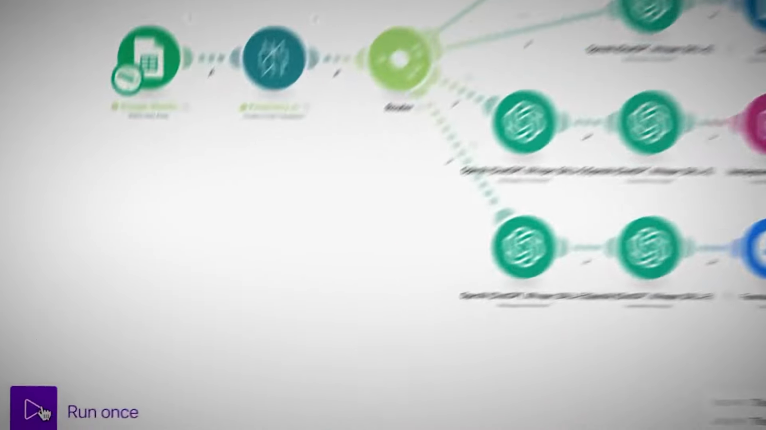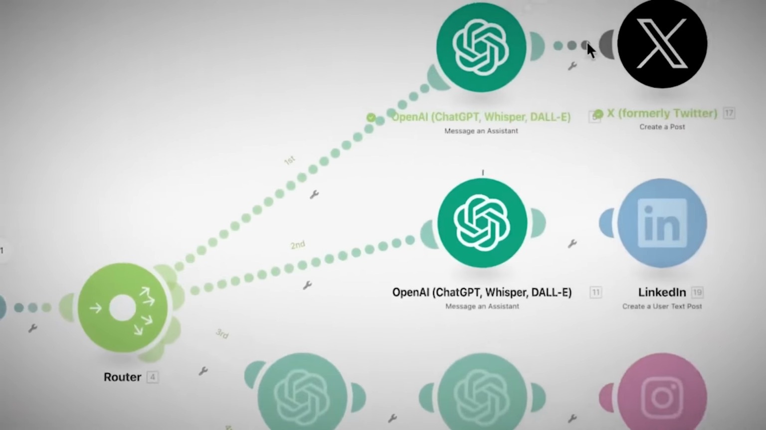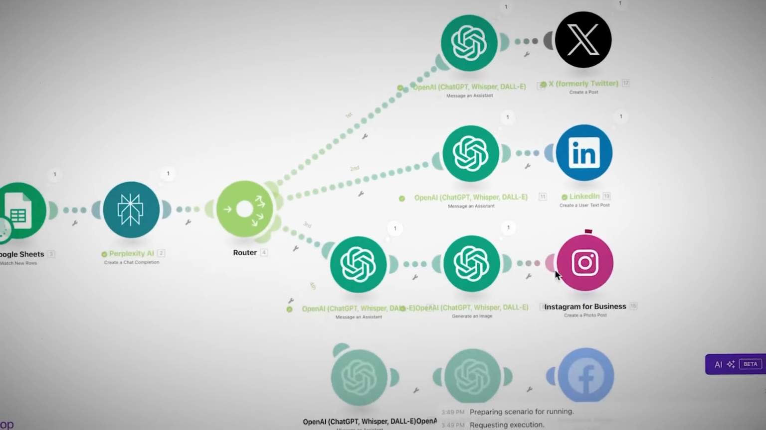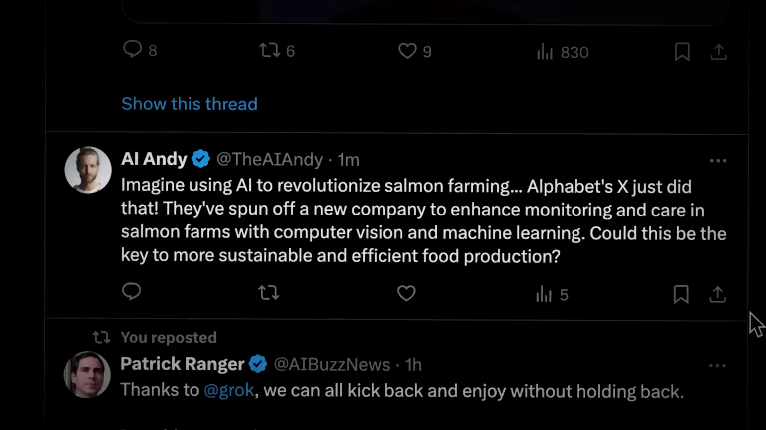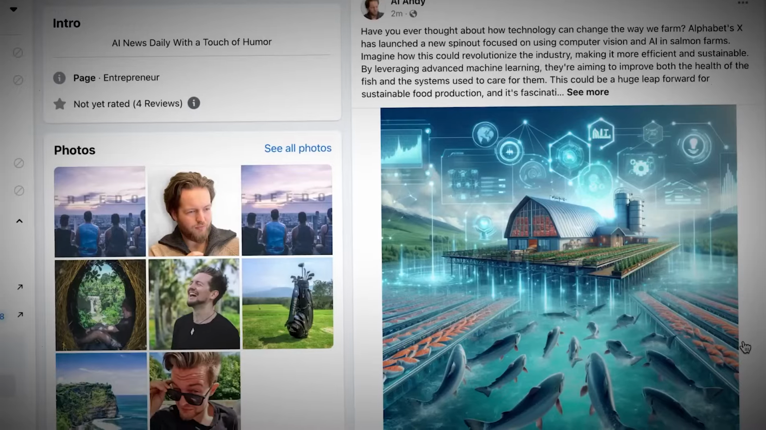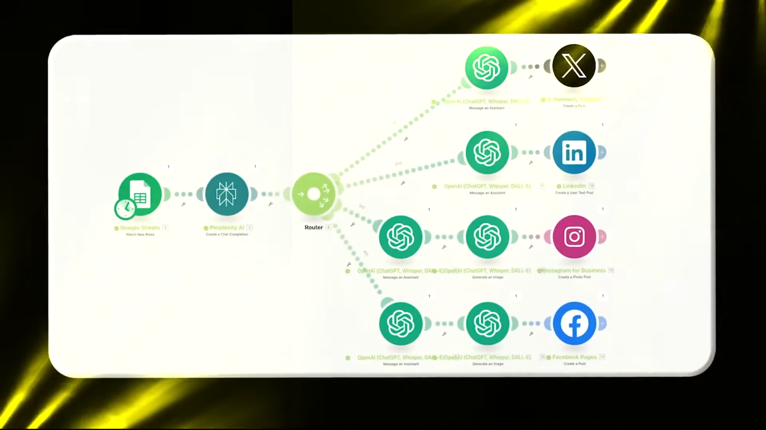Take a look at this. When I click on run once, this automation is writing and posting for me on X, LinkedIn, Instagram, and Facebook. So you don't need to write content from scratch. You don't need to log into each platform and post yourself. All you need to do is set up this AI automation.